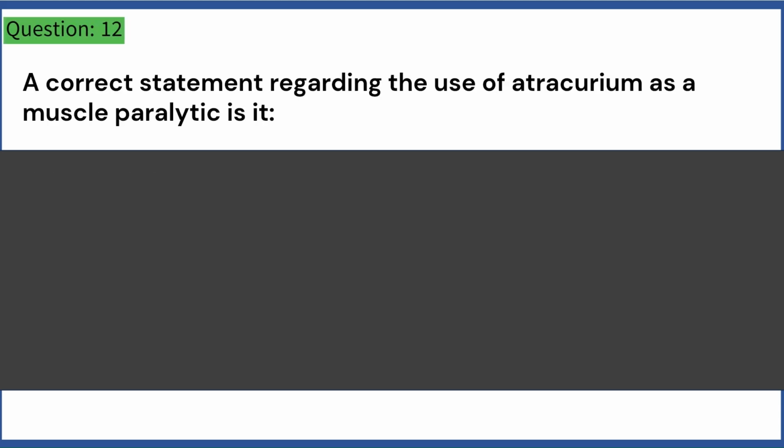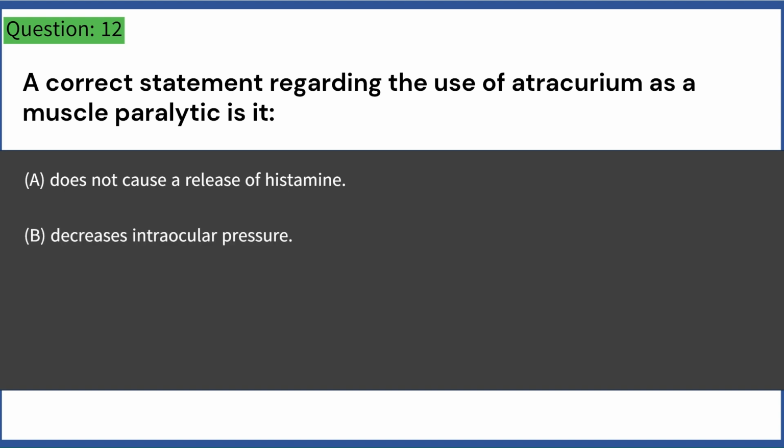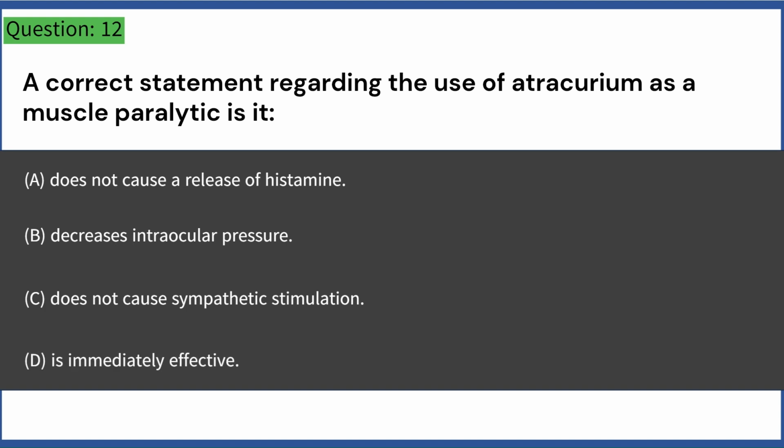A correct statement regarding the use of atracurium as a muscle paralytic is that it A. Does not cause a release of histamine. B. Decreases intraocular pressure. C. Does not cause sympathetic stimulation. D. Is immediately effective.